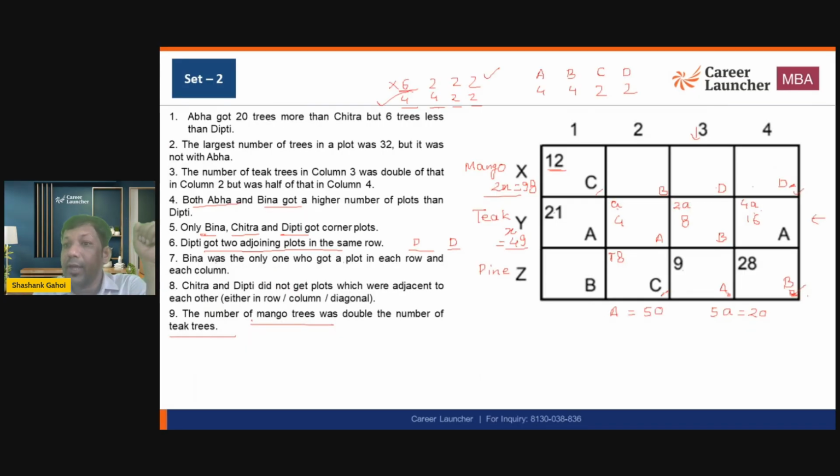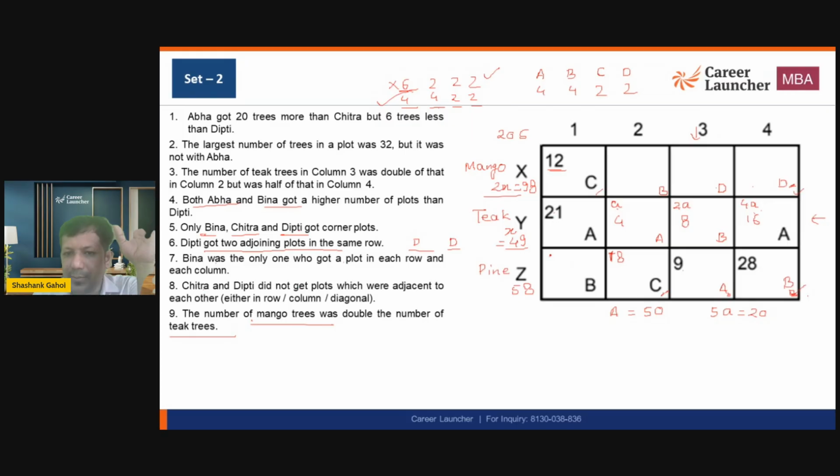Now Deepti is getting how many trees? Let's say the total number of trees is 205. Out of that, 98 plus 49 is 147. So this has to be 58. So the total number of pine trees is 58. Now I can say this is 18, this is 9, 27, 27 plus 28, 55.